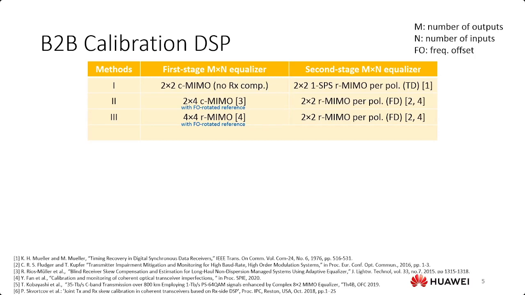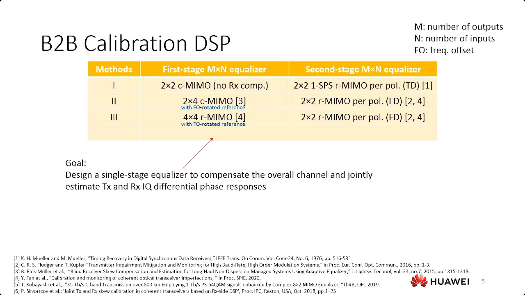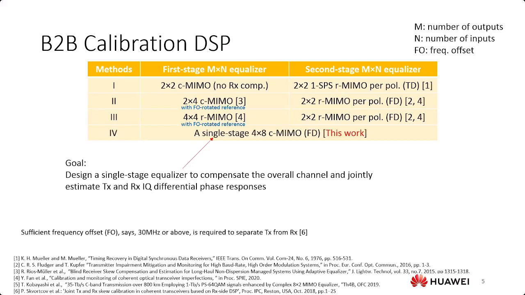And the goal of this paper is to design a single stage equalizer so that we can jointly compensate and estimate the transmitter and receiver IQ differential phase responses. So here is our work. And please note that all these approaches, including this work, require non-zero frequency offset because we have to separate the transmitter from the receiver impairment. Here shows conceptually our proposed method.